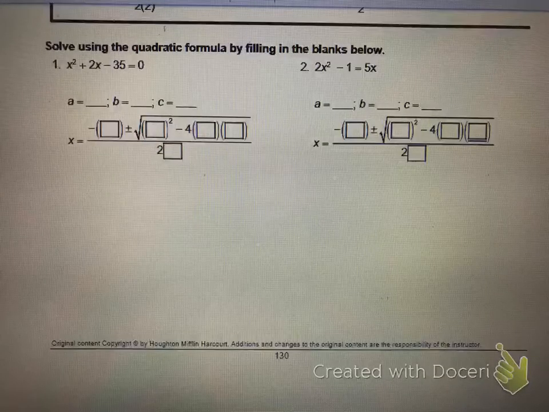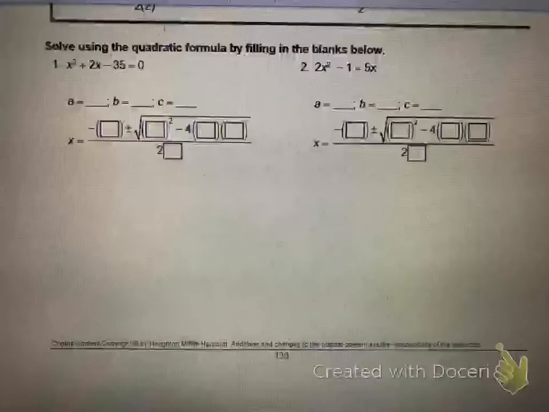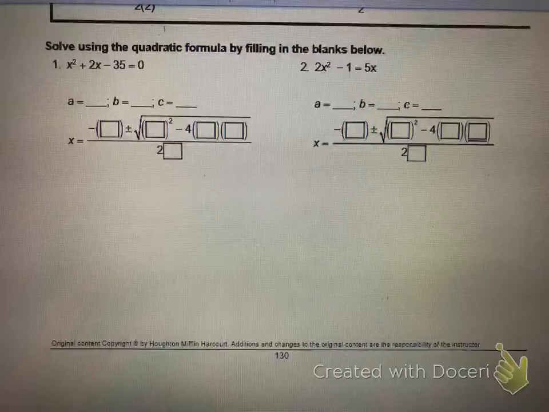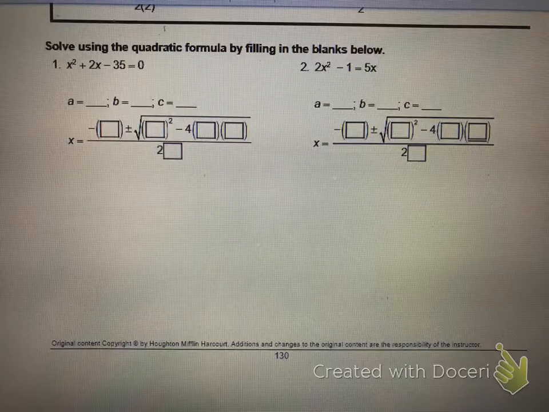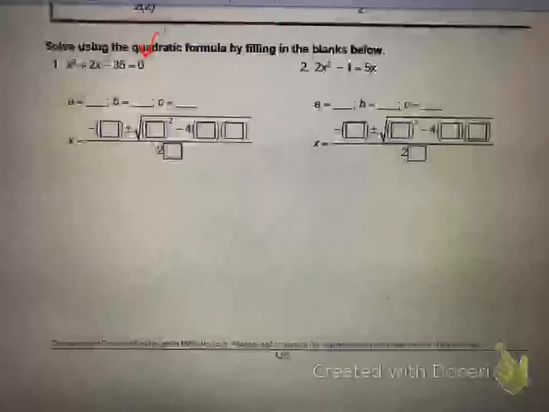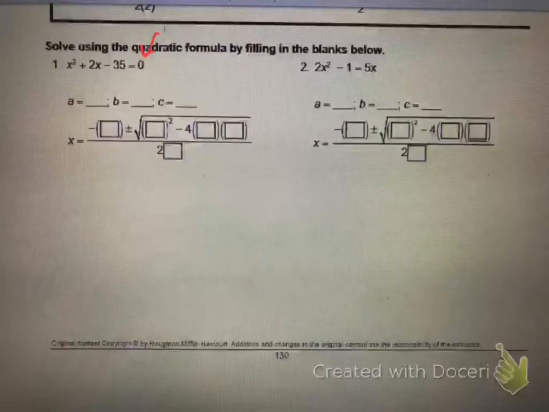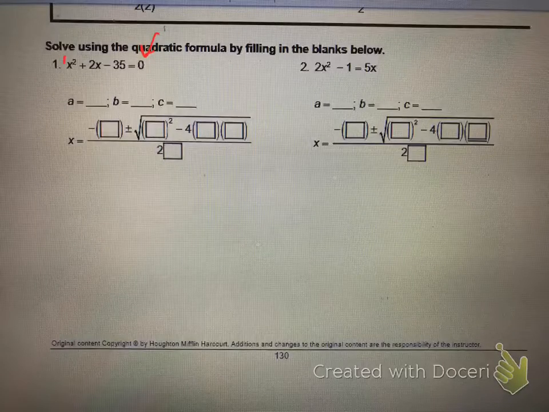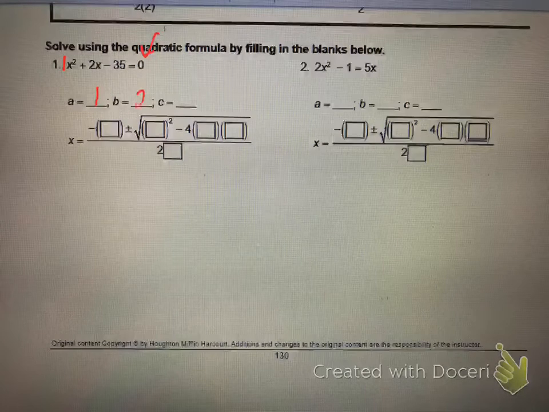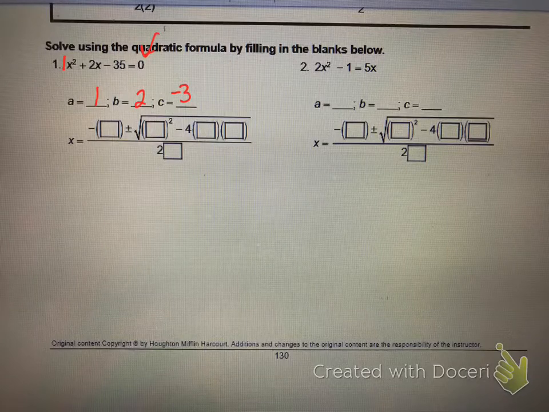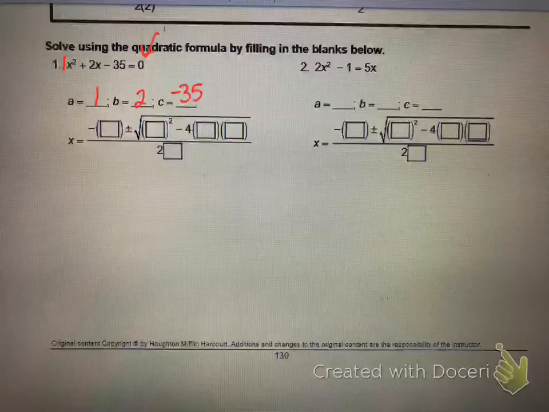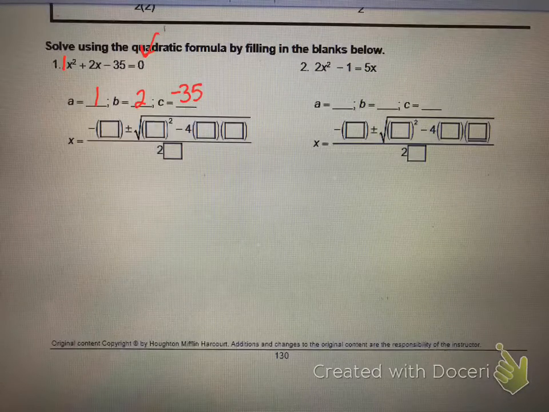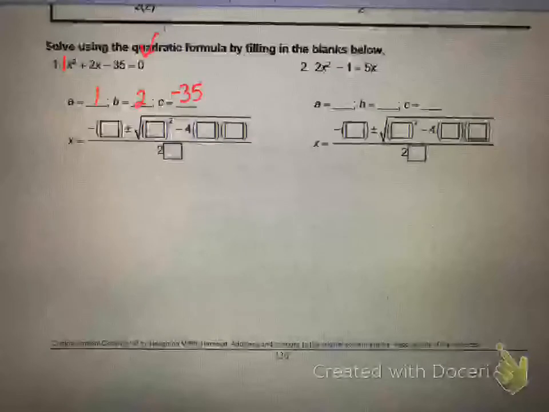So question number 1, if I look at my equation, x squared plus 2x minus 35 equals 0. First thing I notice, it is in standard form. It is set equal to 0, so I can go ahead and start picking out a, b, and c. Remember, a is the number in front of the x squared. I don't see one, but I know there's an invisible 1. The b value is the number with the plain x, and the c is the number all by itself, the negative 35. So what I'm going to do is take my numbers, plug them into my quadratic formula.